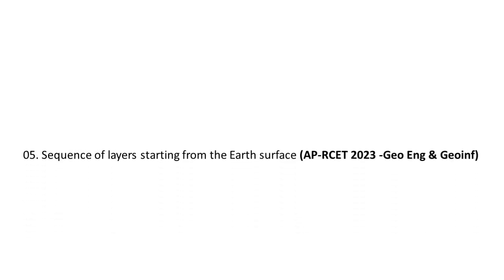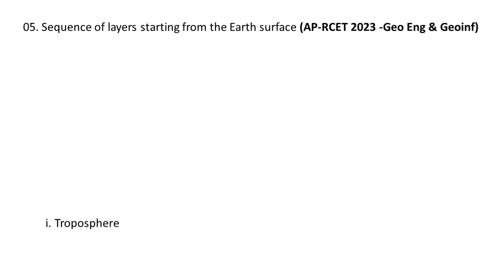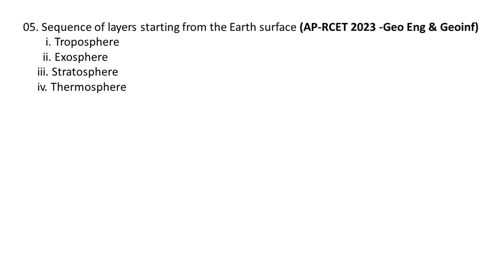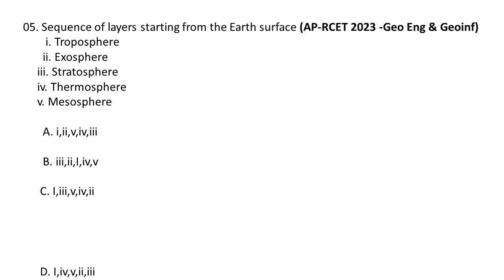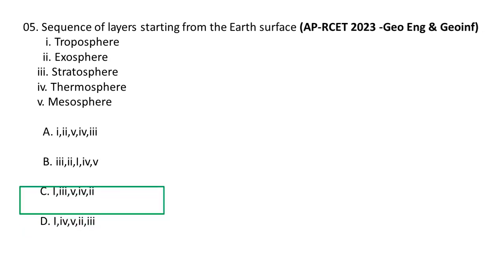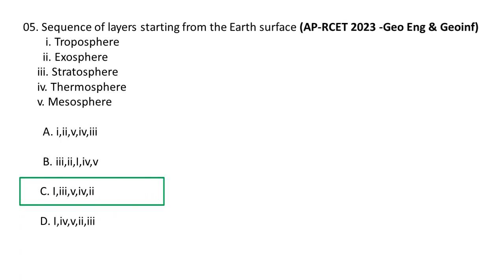Next question. Sequence of layers starting from the earth's surface: 1. Troposphere, 2. Exosphere, 3. Stratosphere, 4. Thermosphere and 5. Mesosphere. So from this the sequence of the layers from the earth's surface, the choices given are A, B, C and D. So the correct option goes as the sequence from the earth's surface is: first the troposphere, next the stratosphere, next the mesosphere, next the thermosphere, and next the exosphere. So that's why C is the correct option. Next question.